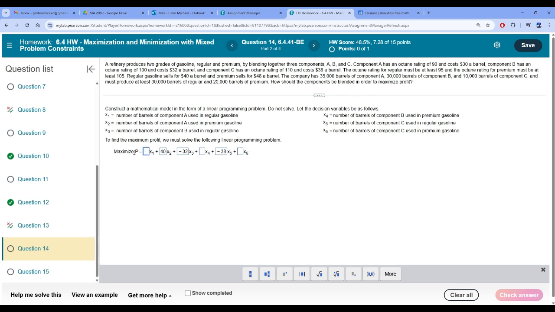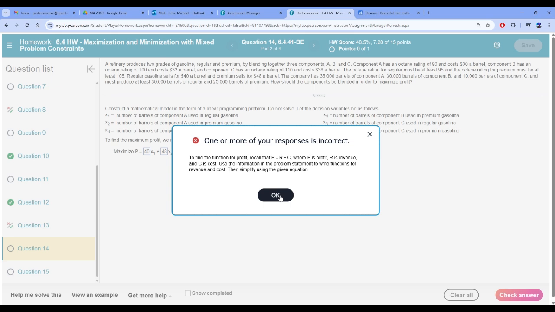I want to maximize. I think this is going to be regular sales for 40, and this is 48. This one is going to be 40 and 48. This one's going to be 40 and 48, maybe. P equals revenue minus C. What would it be?